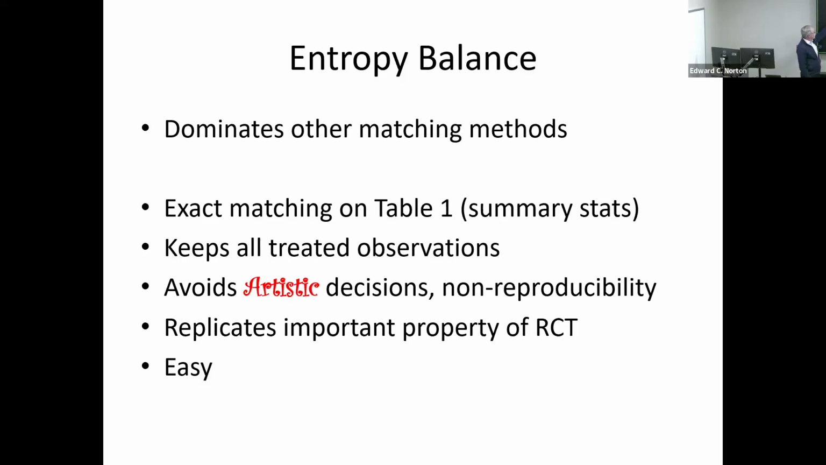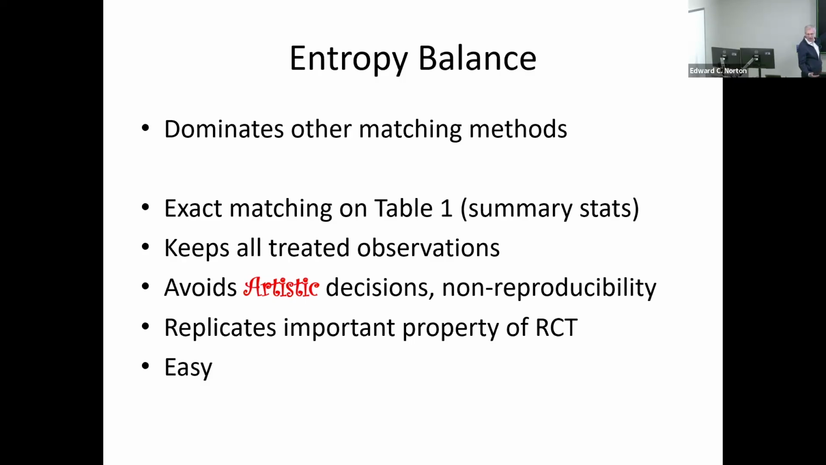Why? One, we're going to get exact matching on table one. And by exact, I don't mean close, I mean exact matching on the means and the variances and any skewness. We will get exact matching on the summary statistics. Second, we get to keep all the treated observations, don't lose anything.